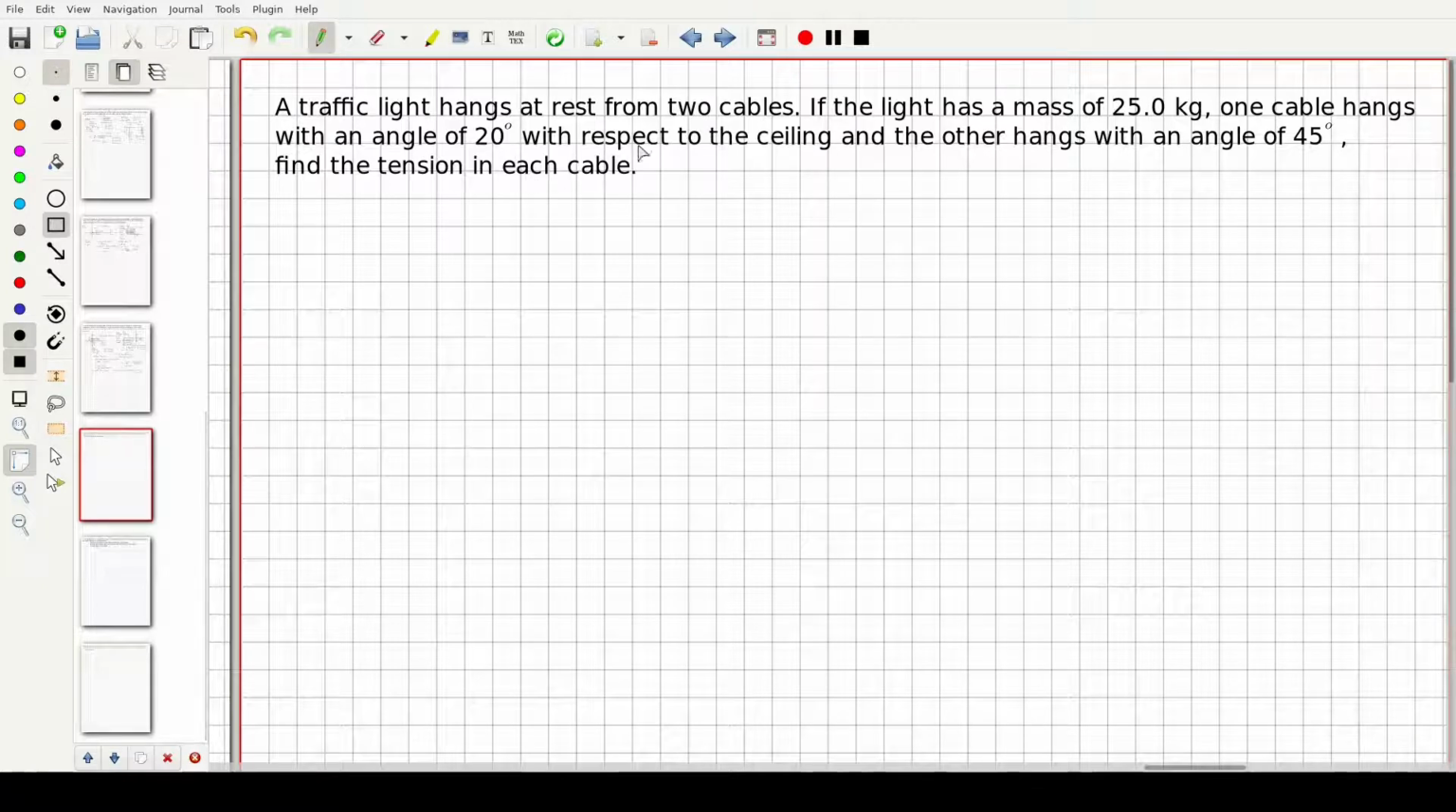A traffic light hangs at rest from two cables. If the light has a mass of 25 kilograms, one cable hangs with an angle of 20 degrees with respect to the ceiling, and the other hangs with an angle of 45 degrees. Find the tension in each cable.